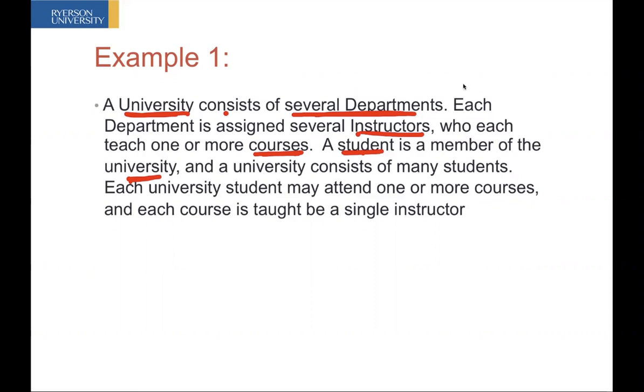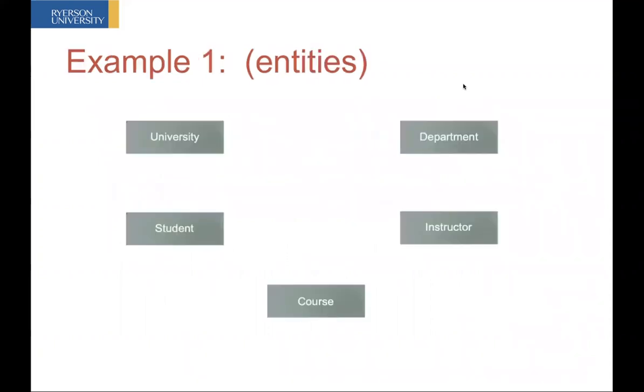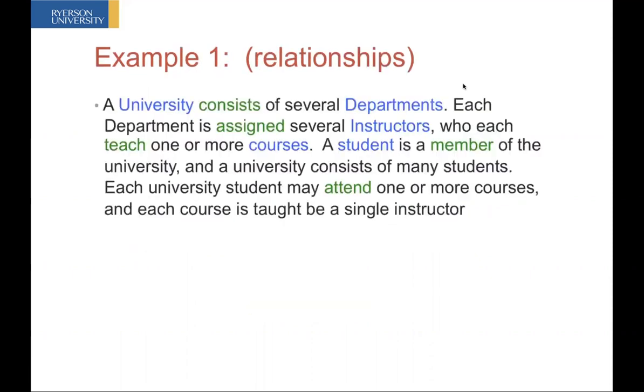If we're going to interpret this information to build our ERD, we first have to extract those entities. As you can see: a university, a department, an instructor, a student, and a course. And then we draw those entities in the form of ERD notations: the university, the student, the department, the instructor, and the course. And then we add the relationships.